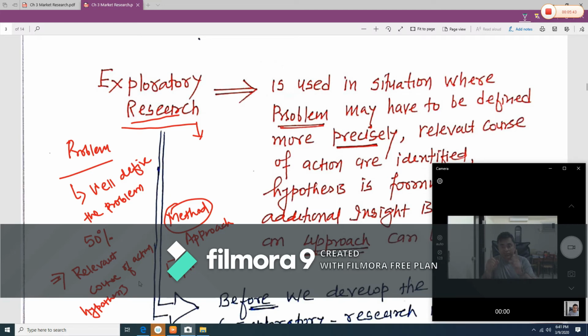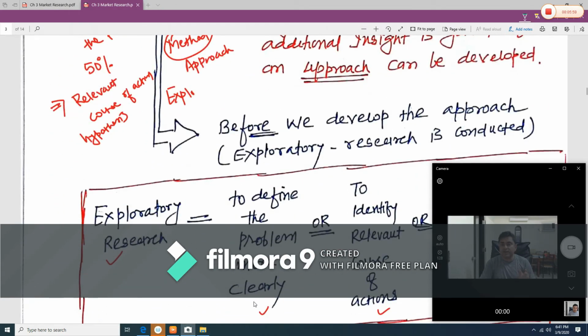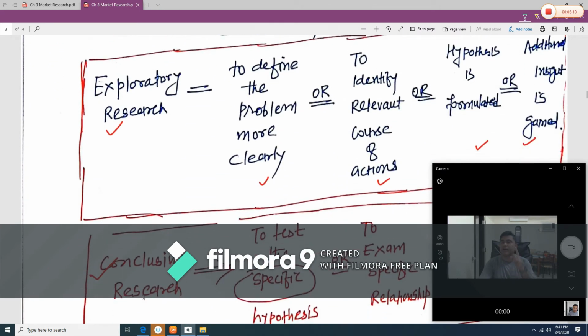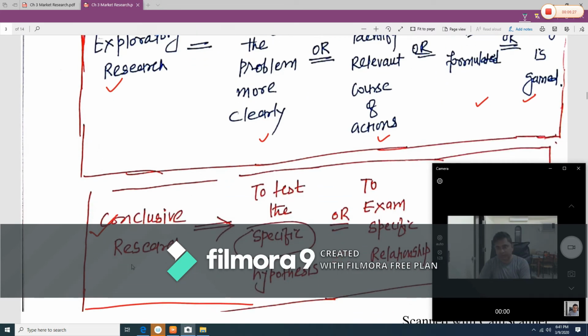We are only talking about the problem. So when your entire gamut of research revolves around the problem, then we are conducting exploratory research. And please understand, before we develop the approach, meaning how we are going to analyze, how we are going to put the information in a particular table or graph, we have to do the exploratory research. Exploratory research means to define the problem more clearly, to identify the relevant course of action, to develop the hypothesis, or to get additional insight into the problem itself. Then it is called exploratory research.